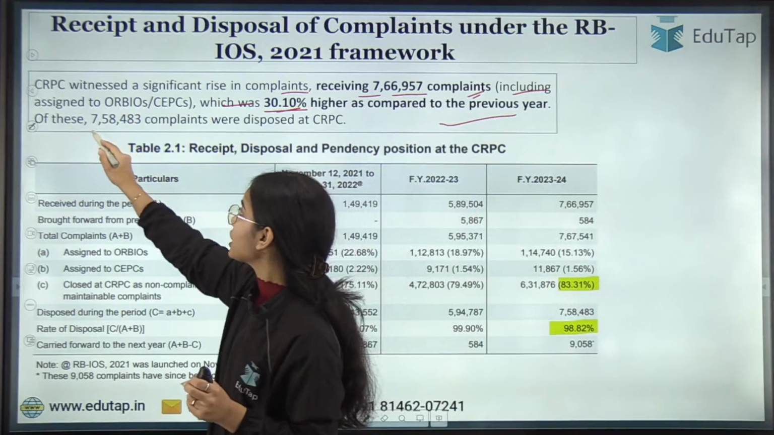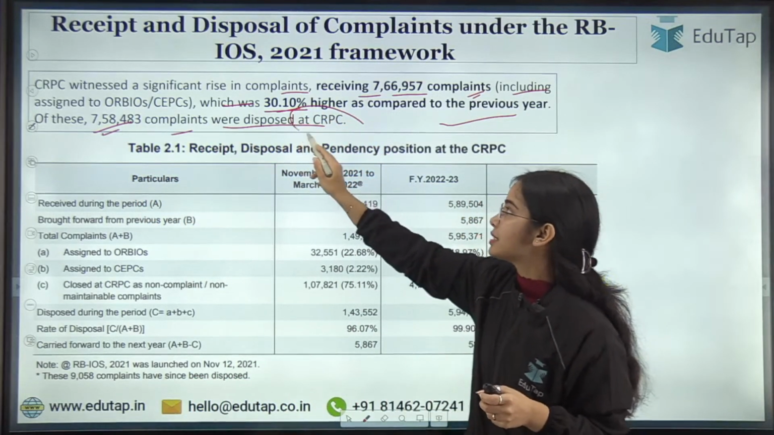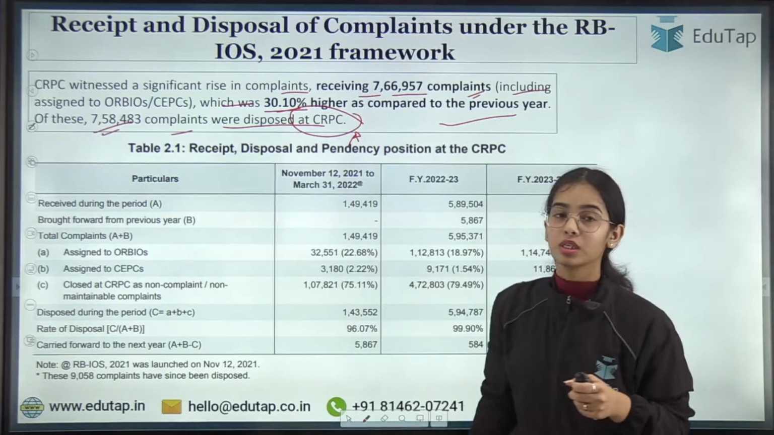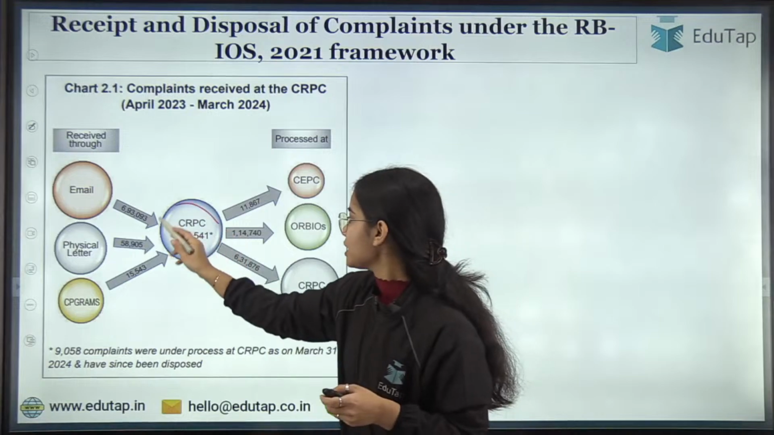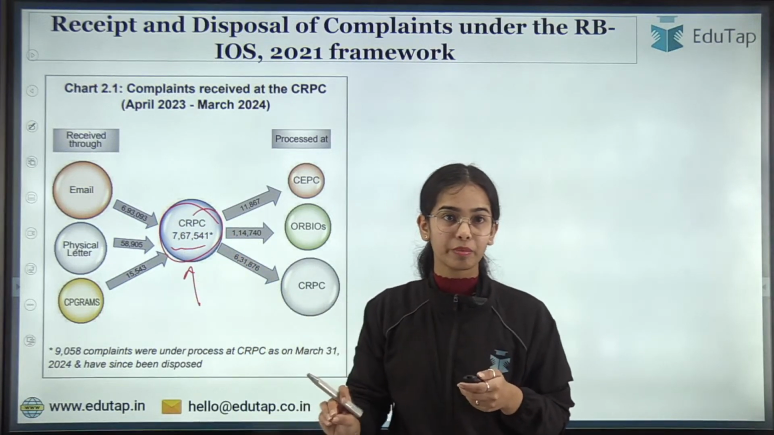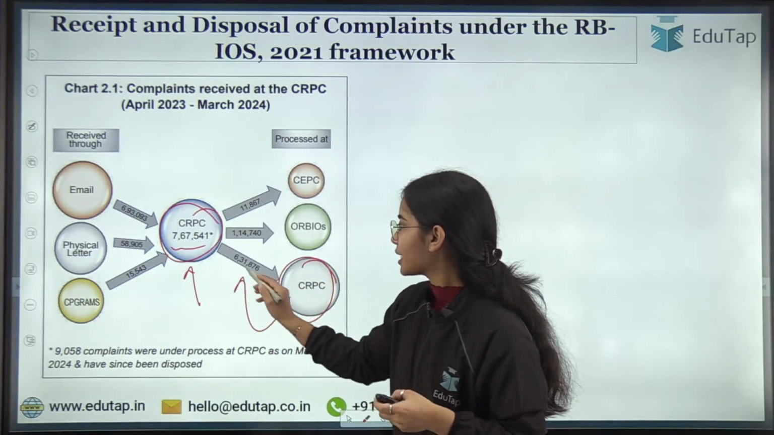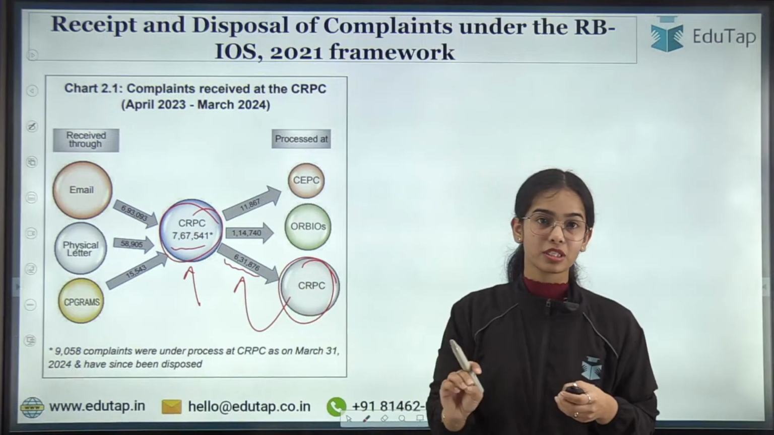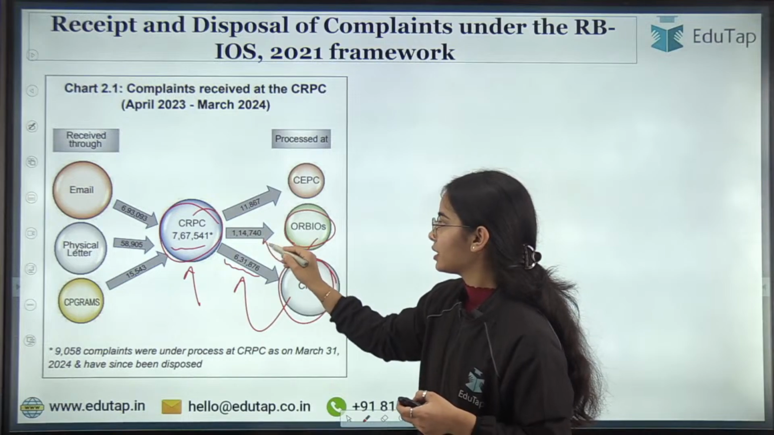Of these, 7,58,483 complaints were disposed of at the CRPC. So that we are going to see. Here you can see the CRPC received 7,67,541 complaints. Out of this, the CRPC handled 6,31,876 complaints.